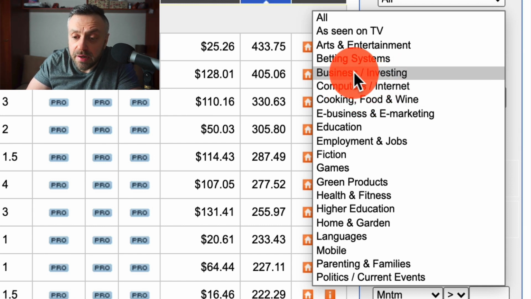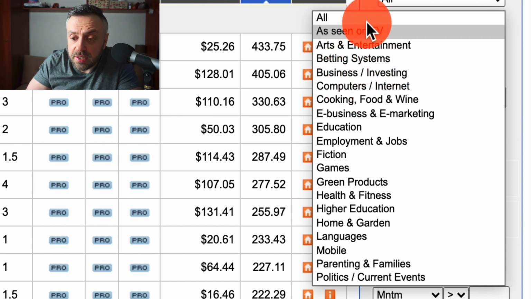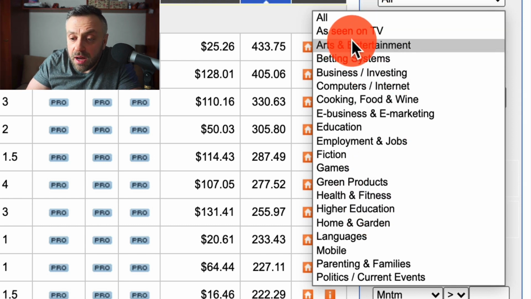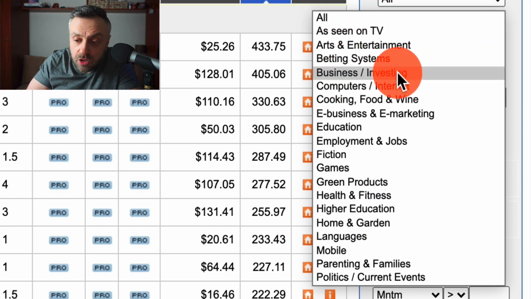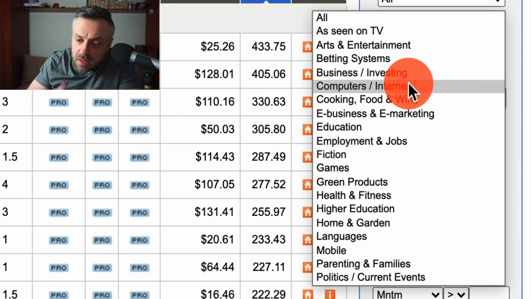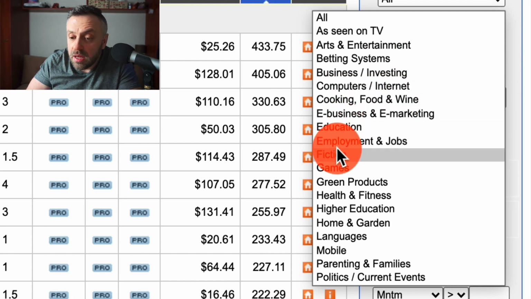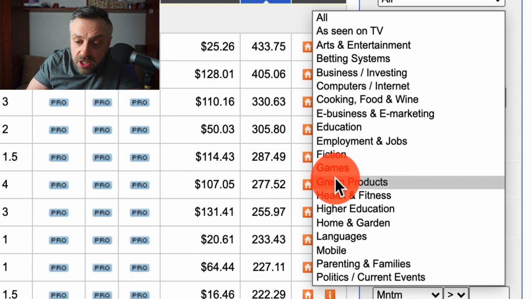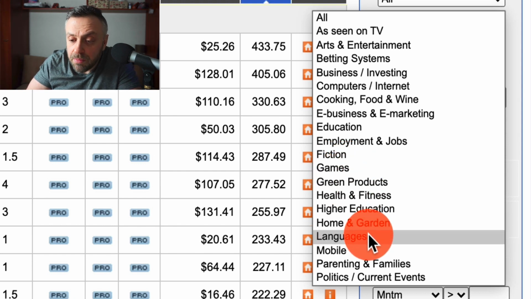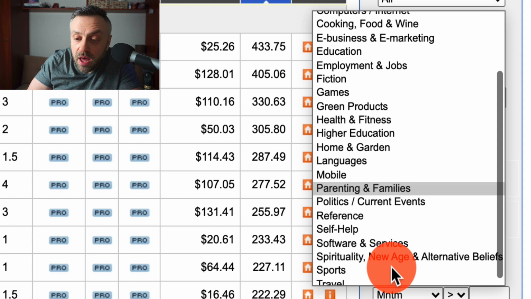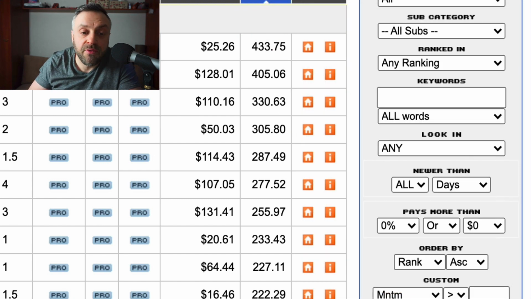We have computers and internet, business and investing, betting system, all of these things. Business and investing, this is a general offer. Computers and internet, that one I'm not sure about. Cooking, food and wine, general offer, right? Whereas we have games, niche, green products, niche, languages, niche. And so you have to pick a good offer to promote. Very, very important. And that really depends on your interest.